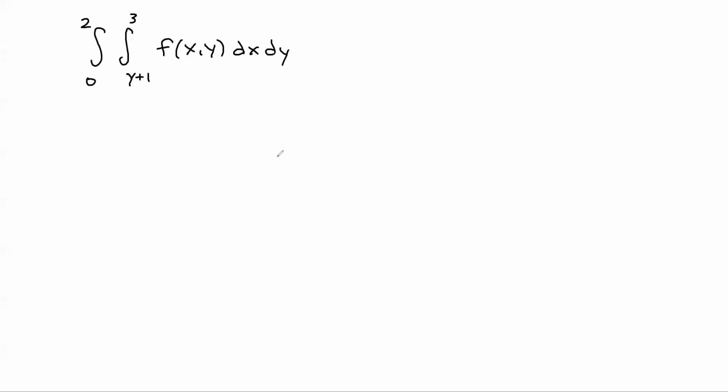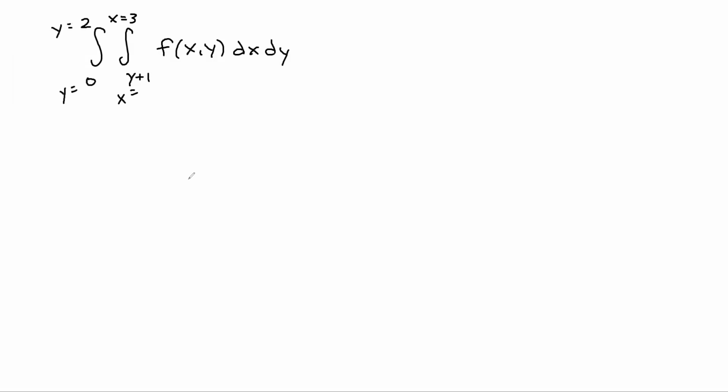Okay, so the first thing that you want to do is use the given order of integration to label your bounds. So we have dx first. That means that these are x bounds. So we go from x equals y plus 1 to x equals 3. And then y second, that means these are y bounds.